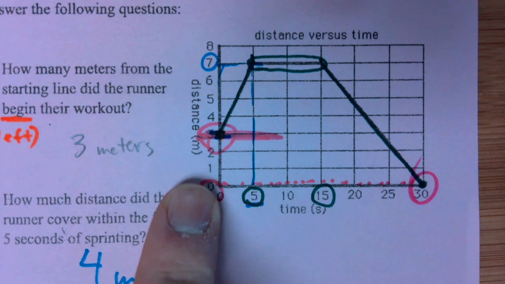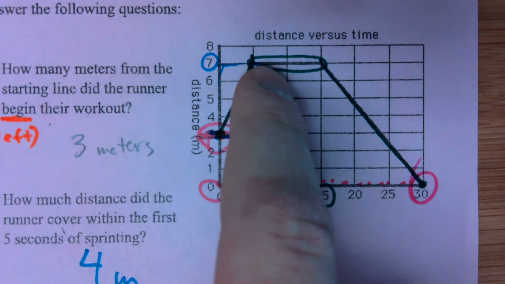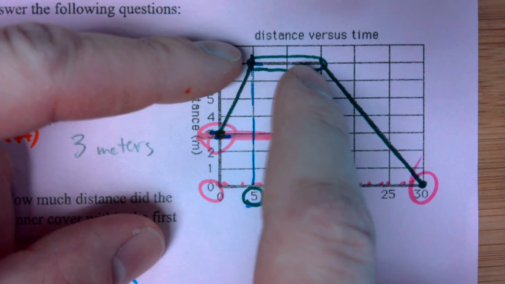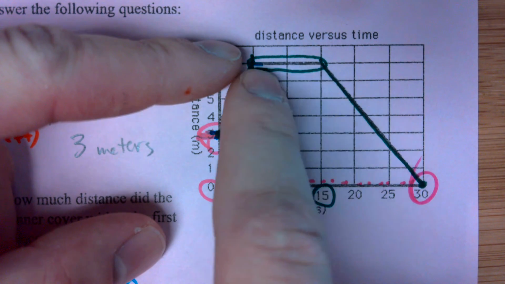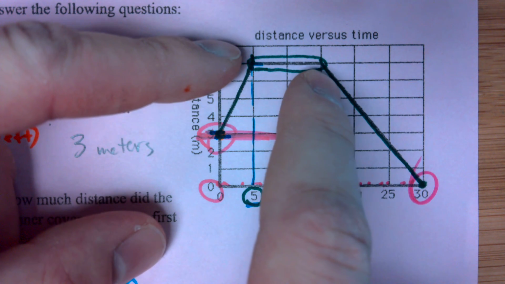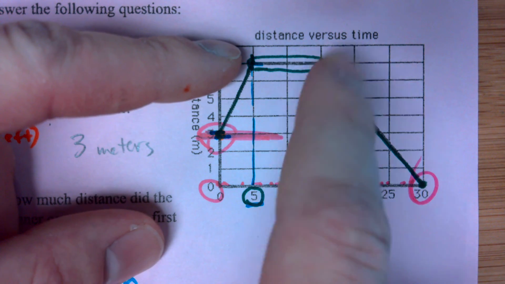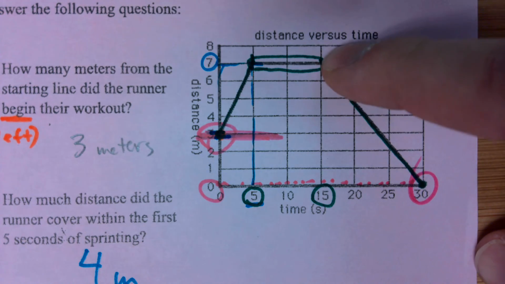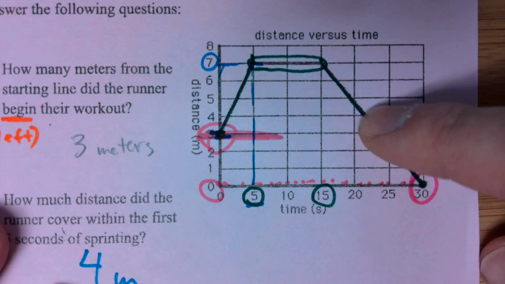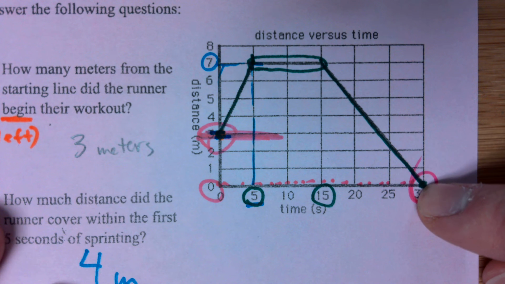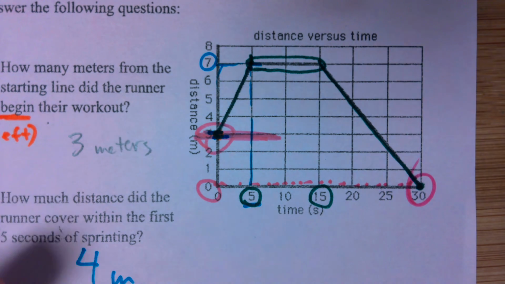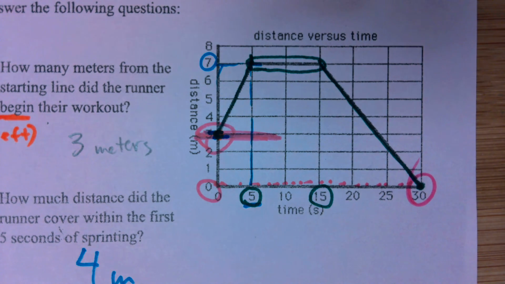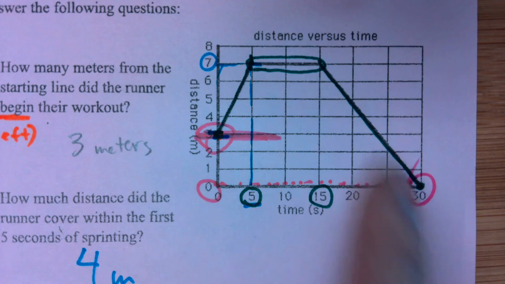He sprints for 5 seconds and is able to cover 4 meters. Then he stops running for 10 seconds. That's this little section here. He stops running for 10 seconds to get a drink of water. And then he starts running again. But this time he's not running away from the starting line. He's running back down towards the starting line. So it'd be like me running halfway to the door, turning around, and running right back to my desk. That's what's going on here with this graph.